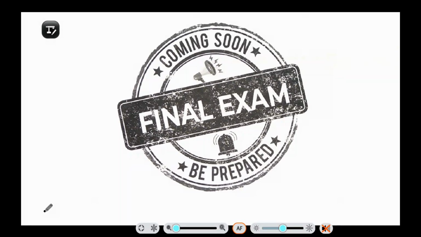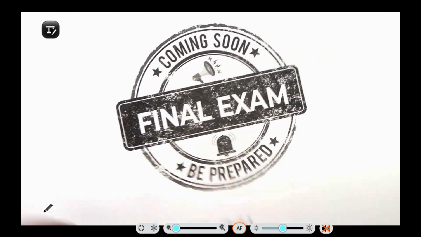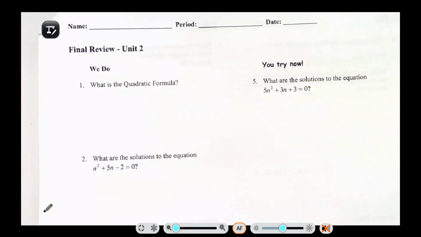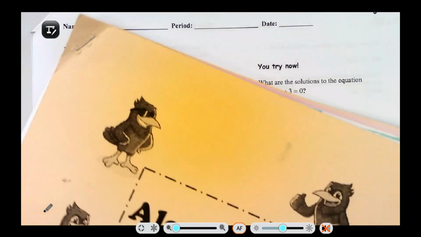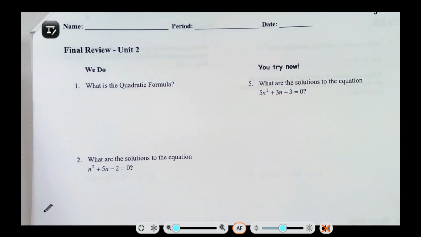All right, so for today, we will start preparing or continue preparing for our final exam. Today's topic is going to be Unit 2. So let's flip to page 5 in our packet. There's not that many questions in today's review, so we should be able to finish this very quickly. I also have my word wall ready to go. And of course, I'm going to open it to Unit 2 in case there's anything I need to add to it. So here we go.